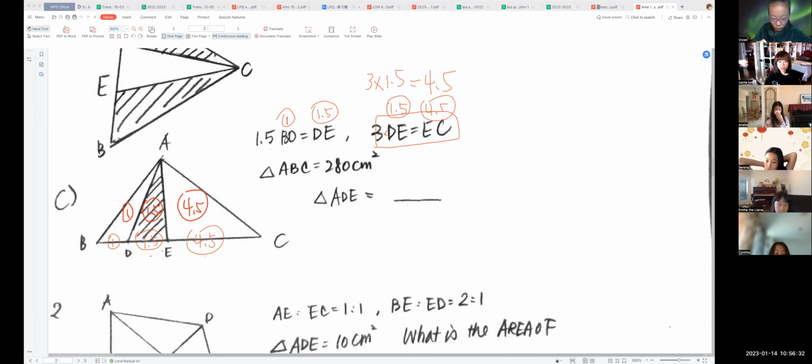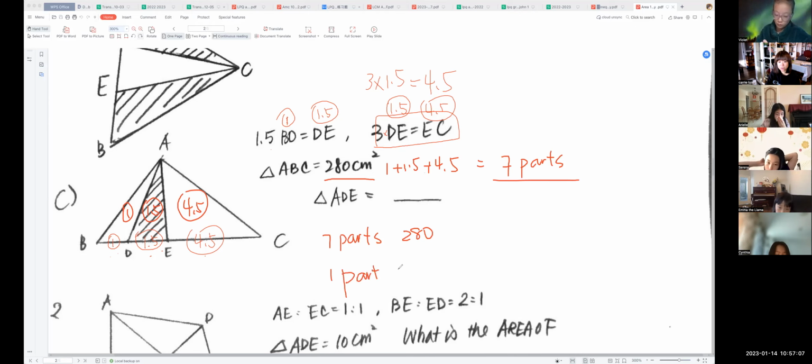Okay, so now we know that the whole bigger ABC is 280, which is 1 plus 1.5 plus 4.5 equals how many portions? 1.5 plus 1 plus 4.5 equals what? 7. Very good. So there are altogether 7 parts equals 280. So can you tell me 1 part equals what? And 1.5 parts equals what? Okay, everybody, please calculate yourself.